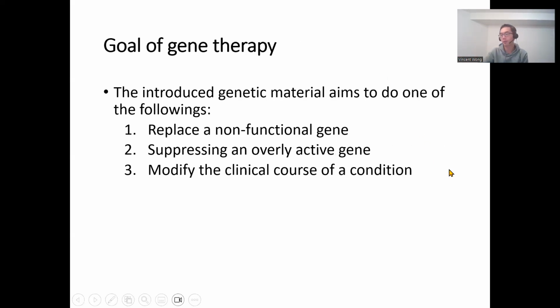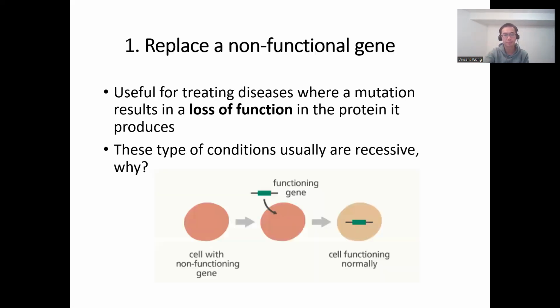The goal of gene therapy, what are we trying to do with it? Okay, we're going to talk about three different desired outcomes, three different aims. Number one, replace a non-functional gene. That's probably the most obvious goal. I'll give you examples of it later. You can also be suppressing an overly active gene, or you can use gene therapy to modify the clinical course of a condition. Let's look at each one of these more closely.